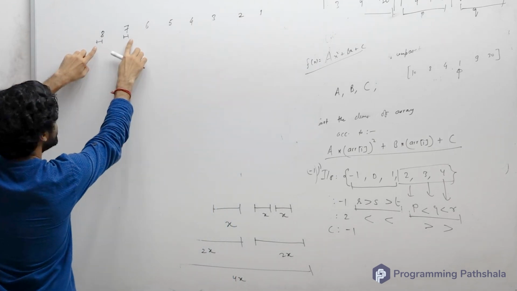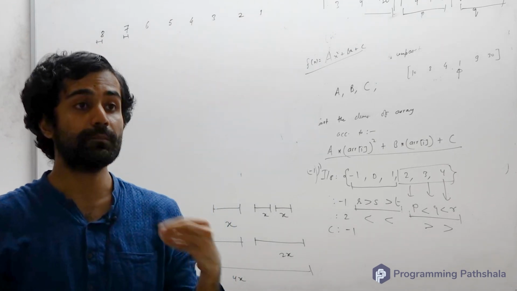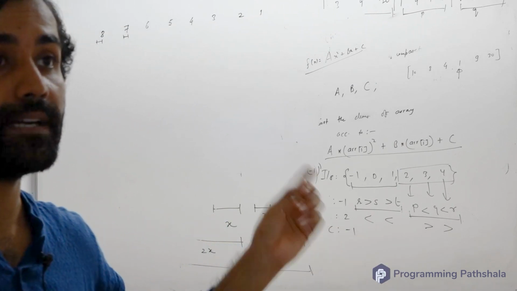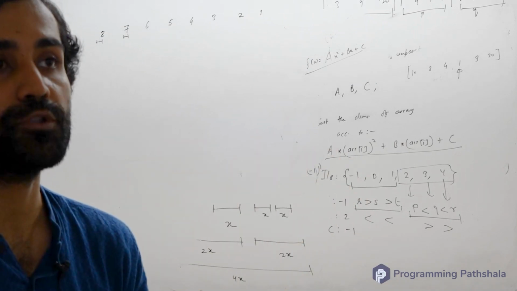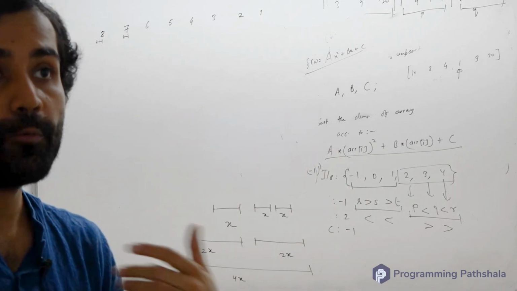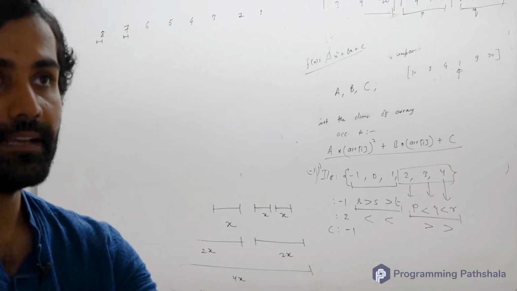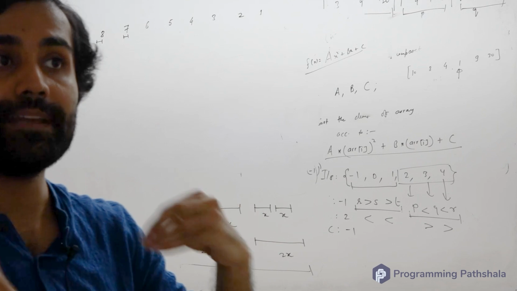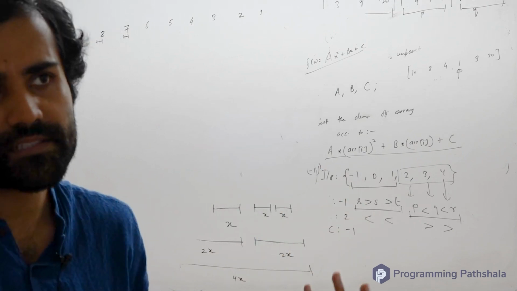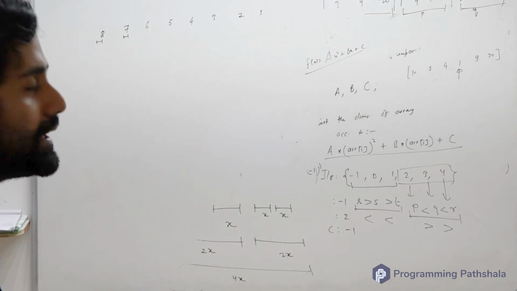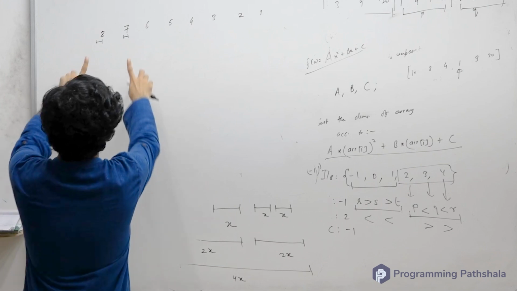Can I merge this array with this array? What is the most important criteria for you to merge array 1 with array 2? When can you merge them in linear time? When they are sorted. Can I say that an array of size 1 is always sorted? Yes, an array of size 1 is always sorted. So first I'll merge these two sorted arrays.